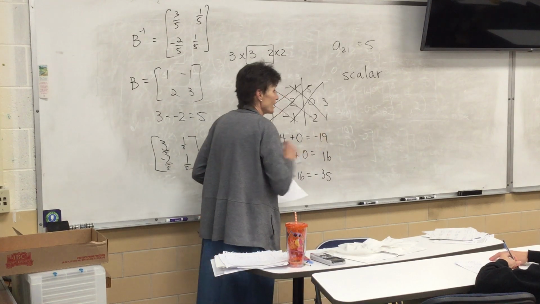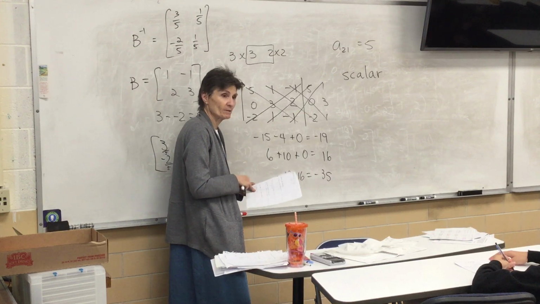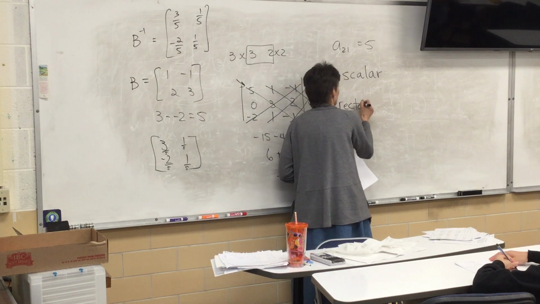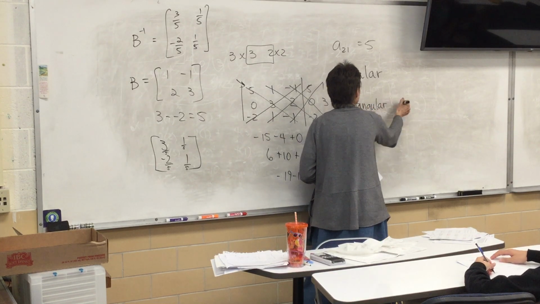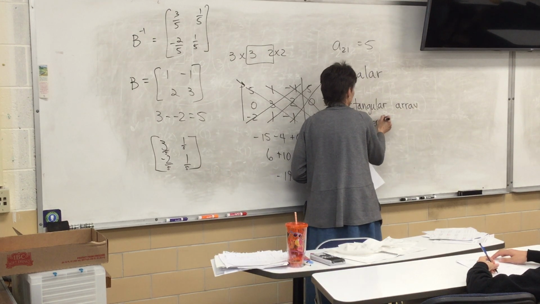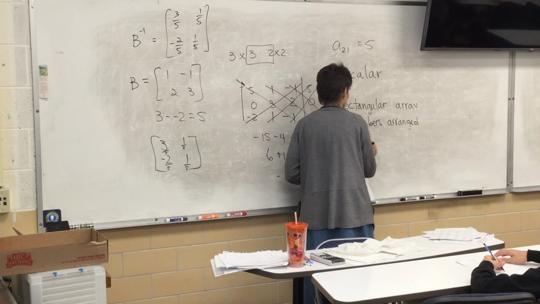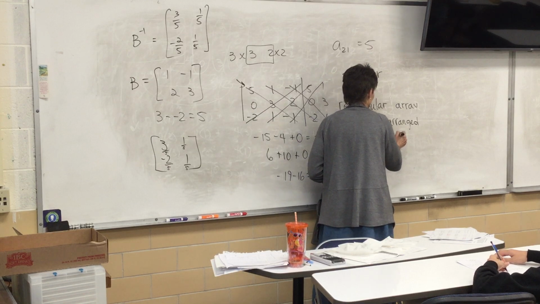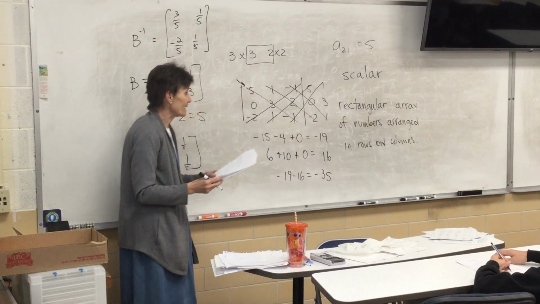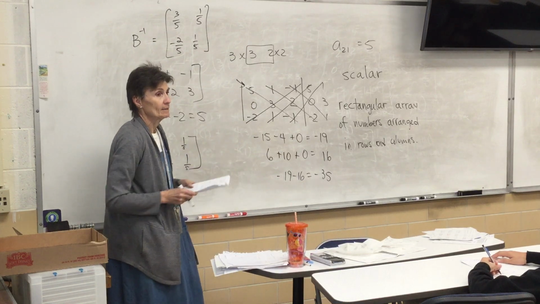And then I promised you on day 1, this would be a test question. It's on every practice test, it's going to be on the test. Define matrix. A matrix is a rectangular array of numbers arranged in rows and columns. That's it. That's the definition of a matrix. A rectangular array of numbers arranged in rows and columns.